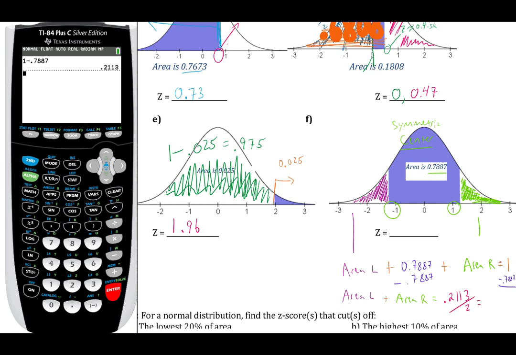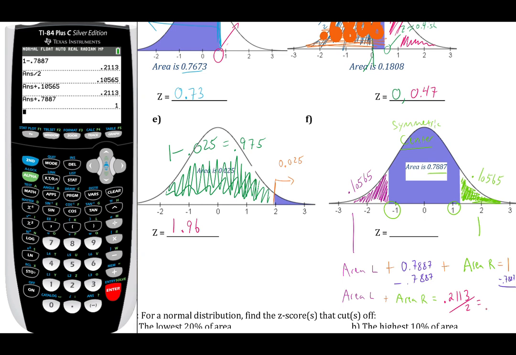Since these two tails are assumed to be the same, we can divide these by 2, and we'll see that the left shaded area is going to be 0.10565, and the right shaded area will also be 0.10565. Now I can prove that to you real quickly. 0.10565, enter, plus 0.10565, enter, plus 0.7887, enter. We'll get that the total area is 1. Perfect.